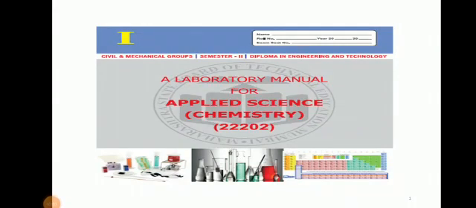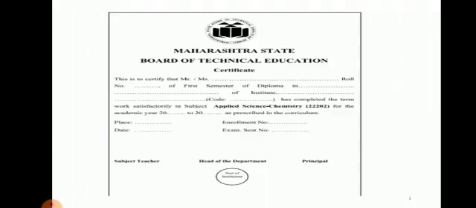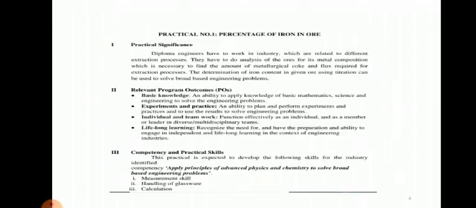Good evening. Today we are going to learn applied chemistry practical. That is from the laboratory manual. We are going to refer this book for performing the practicals. Subject code is 22202. This is common for the mechanical as well as the civil branches. This is the first page of the manual. This is the certificate page.